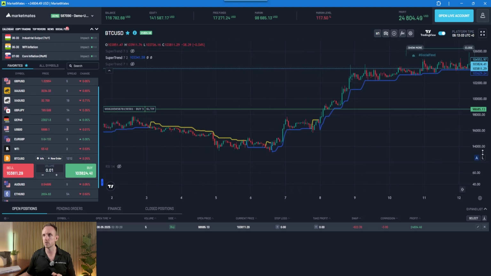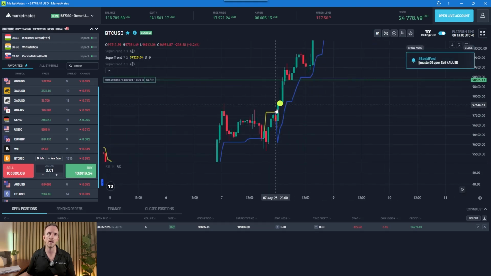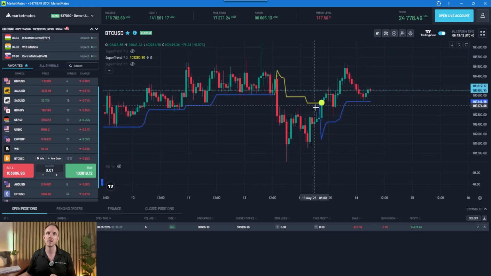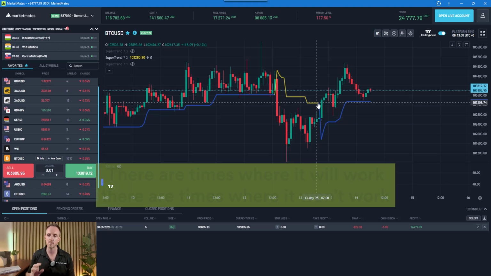Wherever the SuperTrend indicator crosses over, that's giving us the buy signal. So here will be a signal, for example, and then we've got another signal here. Just remember, there are going to be times where the indicator works and times where it doesn't, and that's why we need to have our risk management in place.